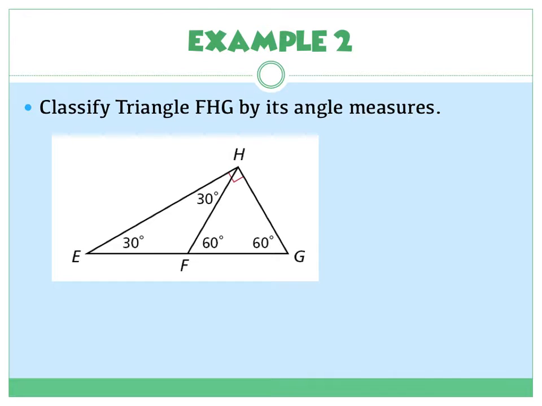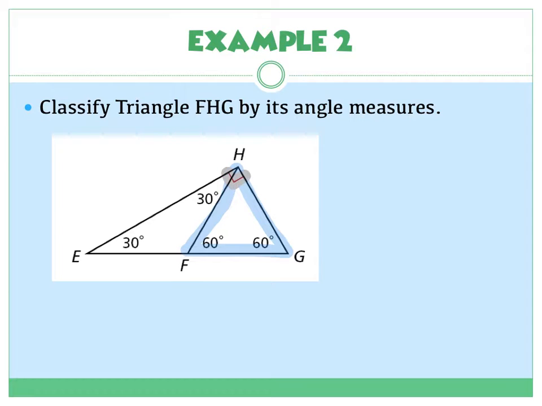This one says classify triangle FHG by its angle. So F is here, H is here, G is here. It's equiangular. How do you know that? Because all angles are the same. What do you have to figure out first in order to know that, though? Because there's no number at the top, right? How do you know what that angle is? They're 60. How do you know? Because the angles add up to 180. Okay, so you could go that way.